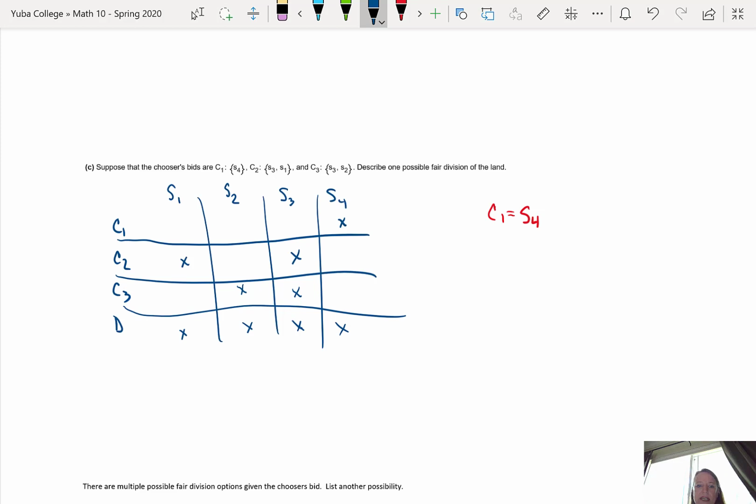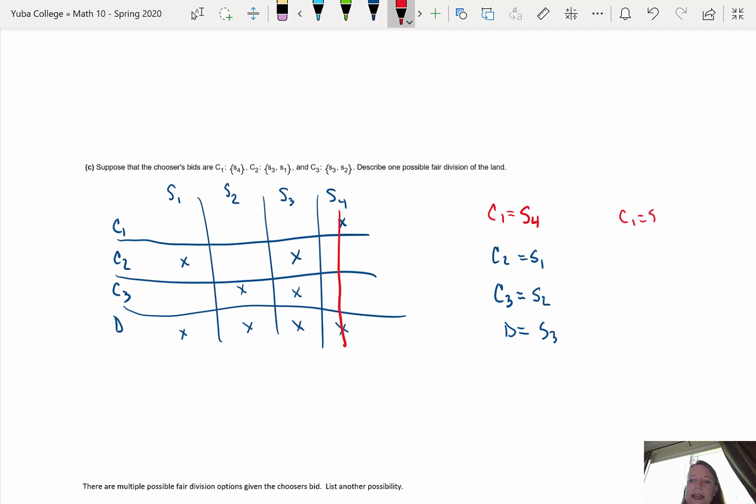And so, well, we had to give S sub 4 away. Because of this person, no one else is ever going to get S sub 4. C sub 2, well, they could take S sub 1 or S sub 3. So we can give them S sub 1. If we give them S sub 1, well, for C sub 3, S sub 1 doesn't affect them at all. They could get S sub 2 or S sub 3. Let's just give them S sub 2. And that would give the divider S sub 3. So there's one division that's fair.